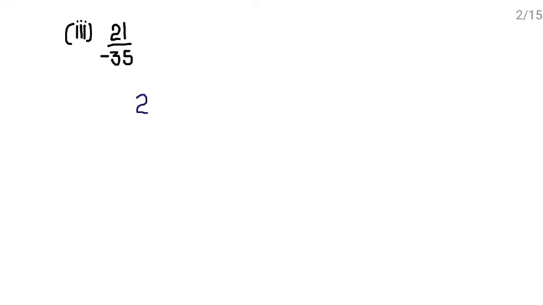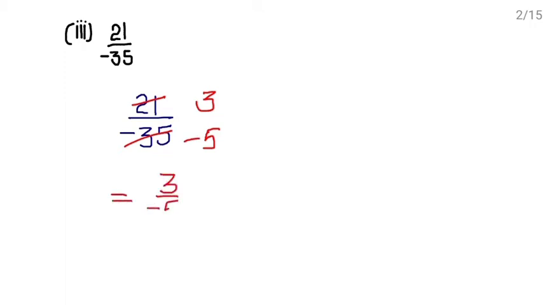Next part is 21 upon minus 35. First of all, check whether the numerator and denominator are divisible by any same number or not. Yes, both are divisible by 7. So cut them by 7. 7 3s are 21. 7 5s are 35 with the minus sign. So this is 3 upon minus 5.